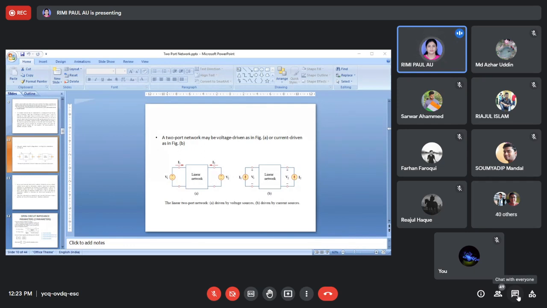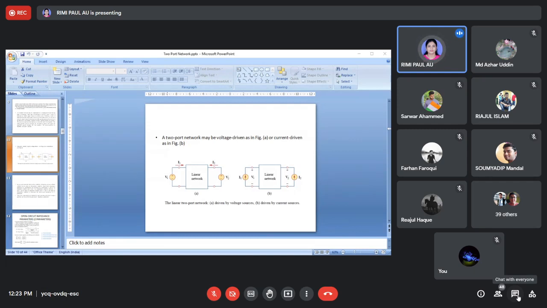Now, in this chapter we'll learn only the open circuit impedance parameter, short circuit admittance parameter, transmission line parameter and hybrid parameter. We'll also see how to find out whether the network is symmetrical or reciprocal. Because we have already learned the reciprocity theorem, we'll apply it to find out whether this network is reciprocal or not. That we'll learn today.